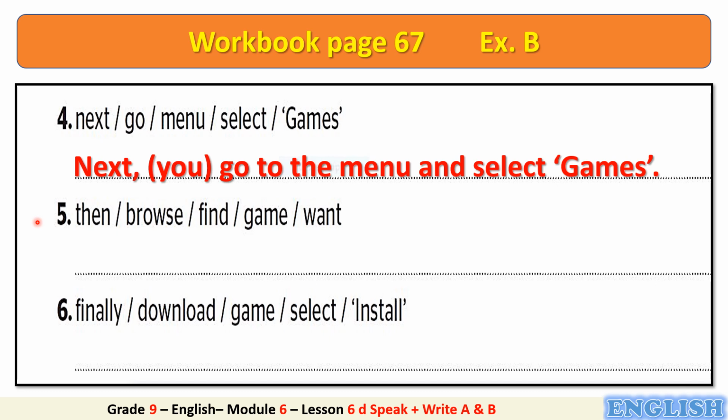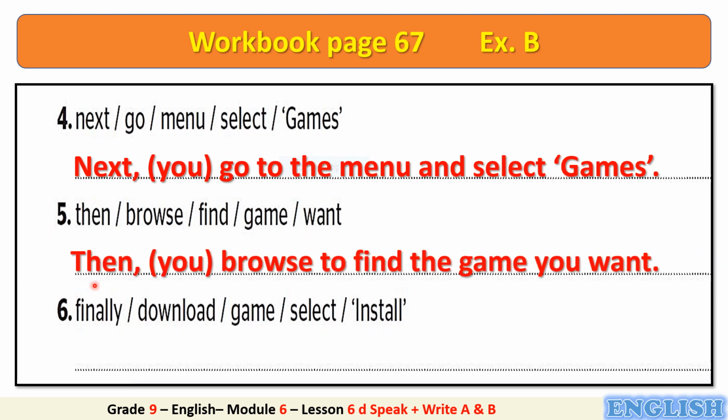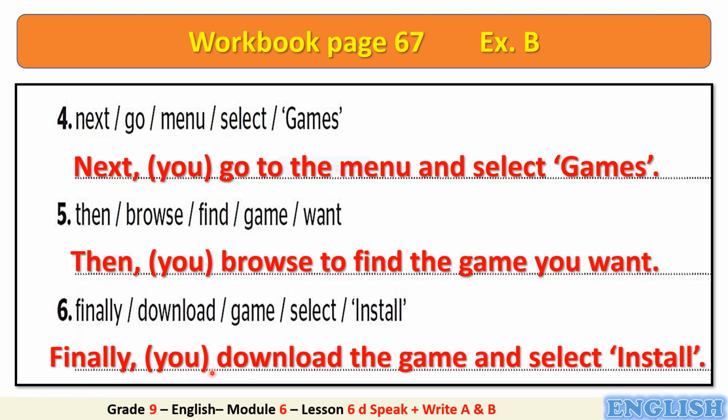Number 5. Then, browse, find, game, want. Then, you browse to find the game you want. Or, then, browse to find the game you want. Number 6. Finally, download, game, select, install. Finally, you download the game and select install. Or, finally, download the game and select install.